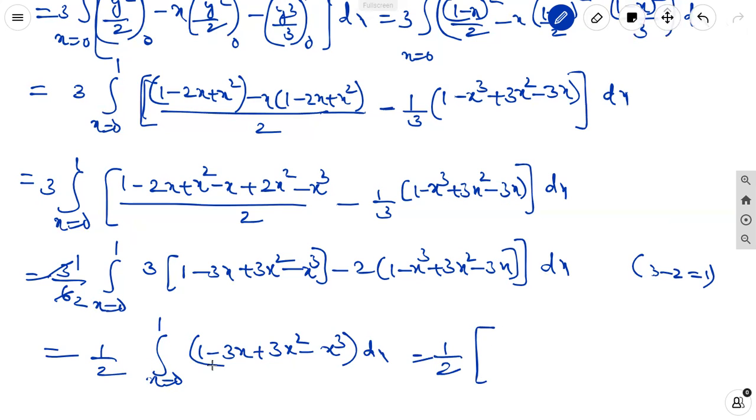Integration with respect to x, 1 integration is x, minus x integration is x squared by 2. X square integration is x cube by 3. X cube integration is x to the power of 4 by 4. Limits from 0 to 1.